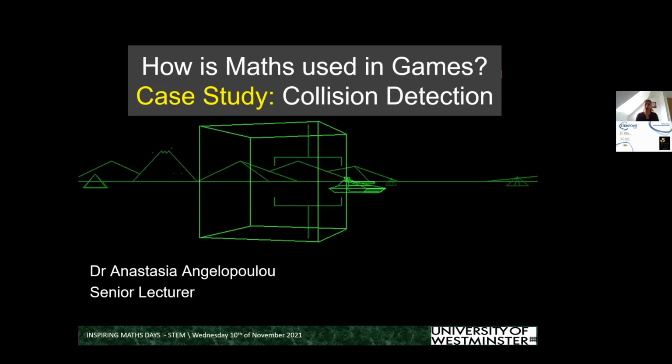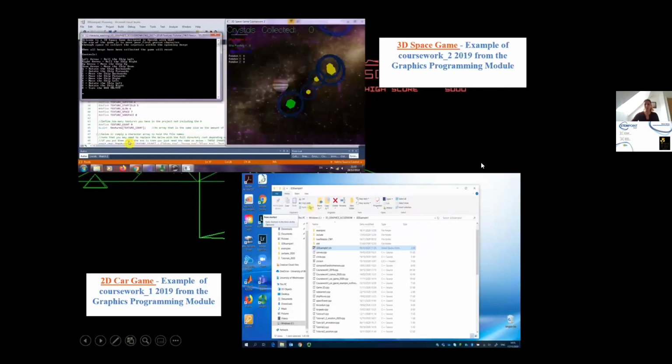So we are going to see how maths is actually used in games, but in a very, very specific case study, which is collision detection. Because collisions, when objects collide, are very, very important in games. What I would like to show you here are examples from some students who were doing the 3D graphics programming module. So you will see two games, one in a 3D environment, and this game is in a 2D environment.